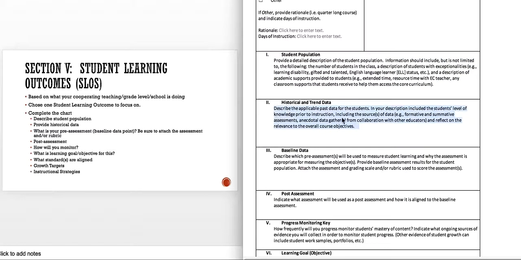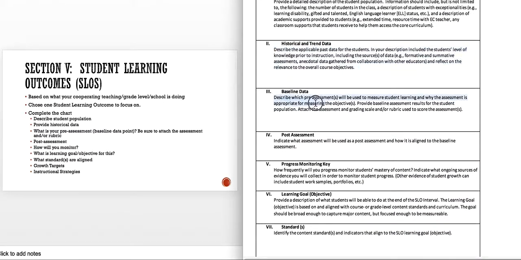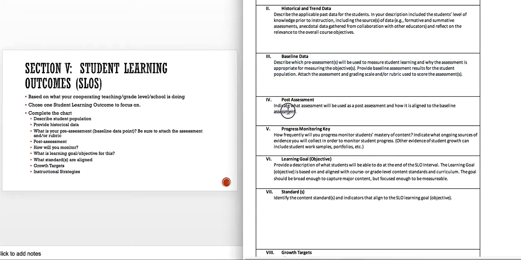The second part of your student learning outcomes is historical and trend data. So is there any applicable data from the past that you know about either your students or the assessments that you're going to be using? Your baseline data is what you get from your pre-assessment. So how do you measure where your students are before you start teaching them, working with them on this learning outcome?